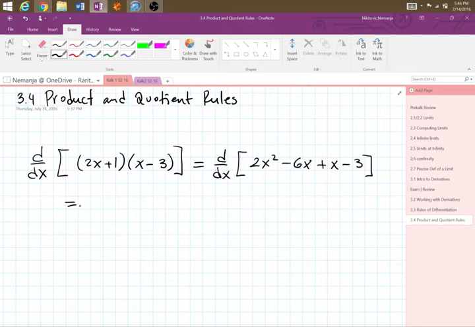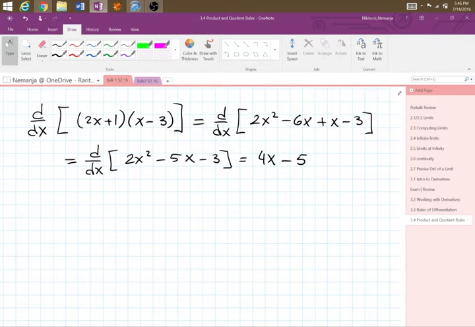And then we'll combine like terms. So that's going to be 2x squared minus 5x minus 3. And then the derivative will be 4x minus 5. So this is the way to take the derivative when we have those two binomials multiplied. But now we're going to say, is there another way?